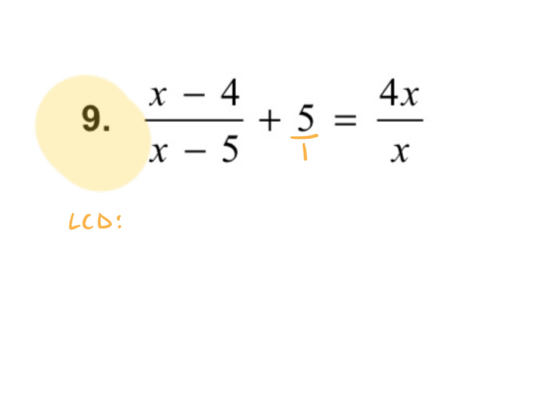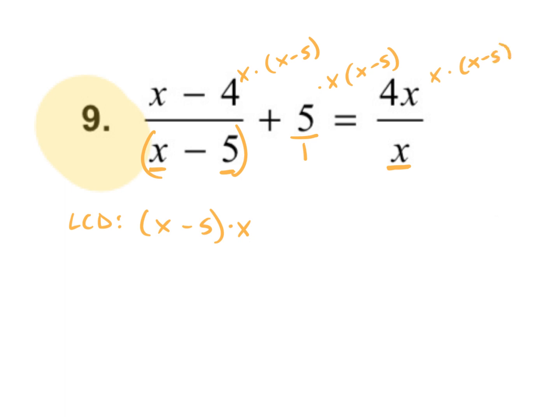A lot of mistakes that people made on the quiz were that they counted the first denominator as x and negative 5 as like 2 different multiples. But x minus 5 is just one thing. So we're going to put that on our list for least common denominator, x minus 5. And then we also need to include the other x, because x minus 5 is totally different than just x. So we have to multiply everything by x minus 5 and x.